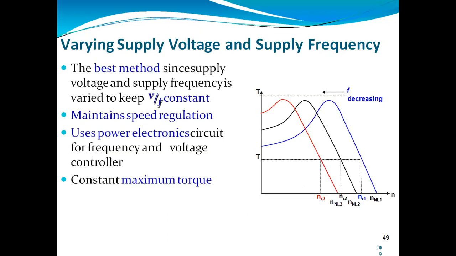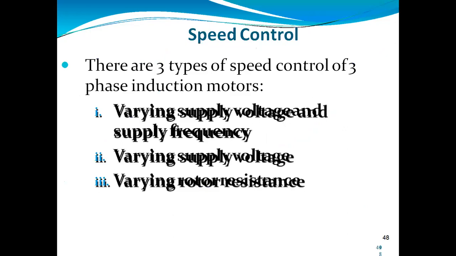So here we are supposed to study the three methods used for speed control. The speed of the induction motor depends on various factors: the supply voltage, the frequency, the number of poles, and other factors. Speed here is N: synchronous speed is Ns, and capital N is the speed of the rotor.